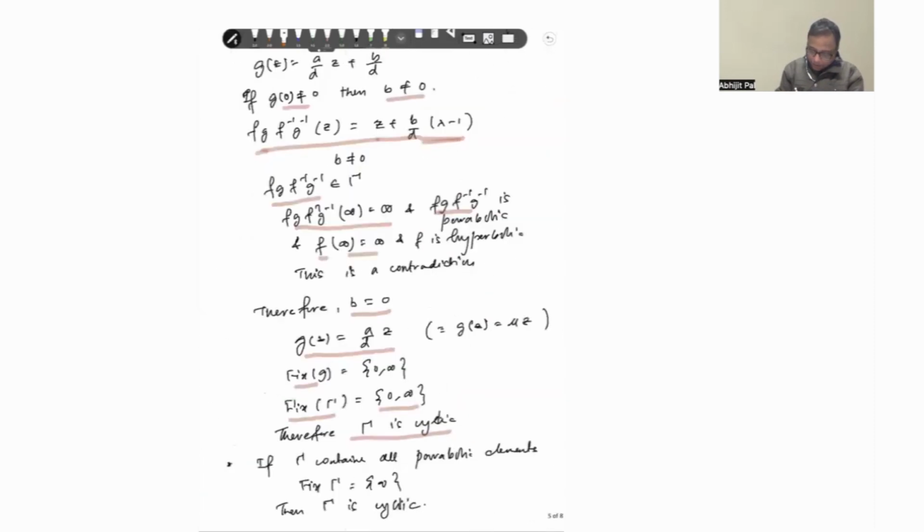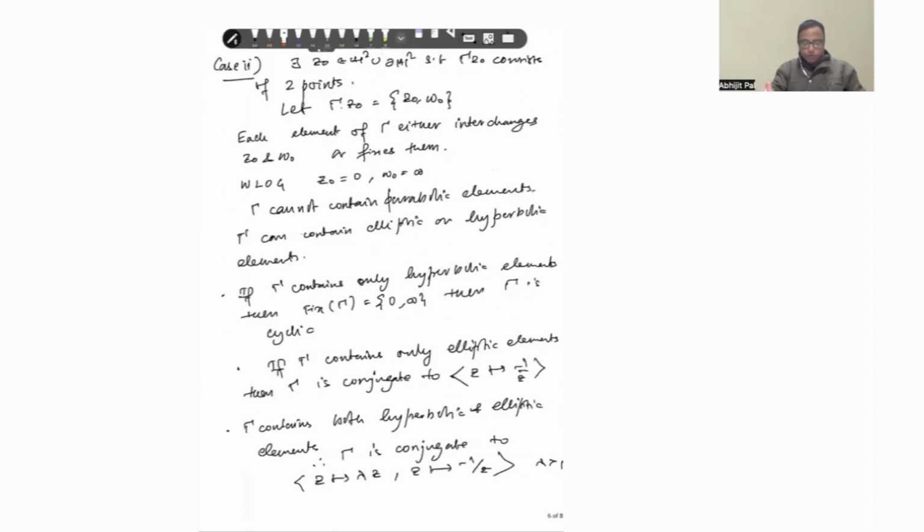And now suppose gamma contains all parabolic elements. Again, without loss of generality, you can assume that gamma dot infinity is infinity. Therefore the fixed point of gamma is just infinity. Again, by our previous result, this will prove that gamma is cyclic. Okay, now let us move to the next case.